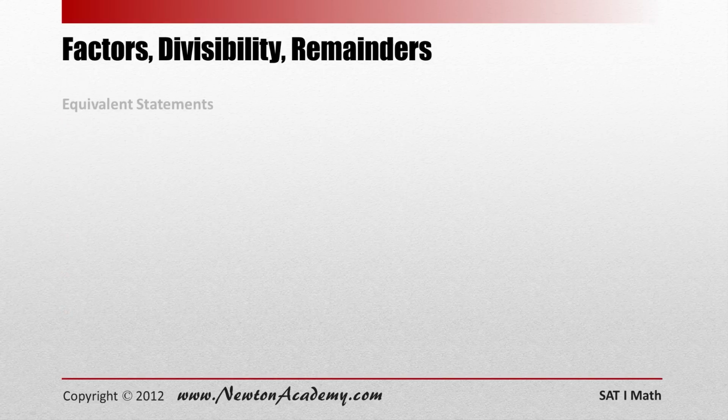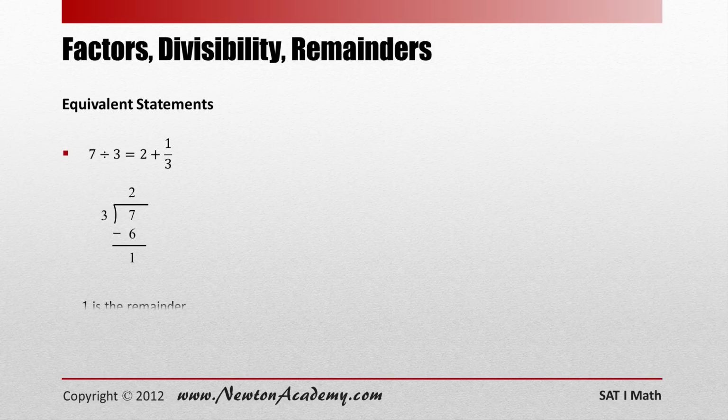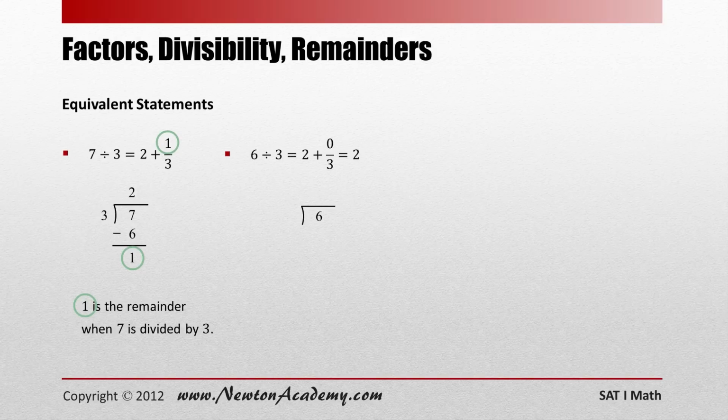Now, this is basically what you learned in elementary school, but bear with me. Reviewing these equivalent statements regarding the remainder after division will really help you understand what I'll be explaining in a few seconds. You know that 7 divided by 3 is 2 plus 1 over 3. If you do this long division, it goes like this. So we say 1 is the remainder when 7 is divided by 3. When you divide 6 by 3, you get a remainder of 0.